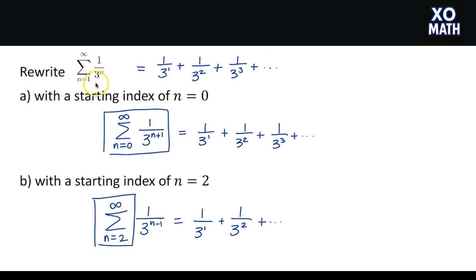Let's try to generally look at the pattern. So when I started with n equals 1, to move the index back 1, I needed to add 1 to the variable n. If I wanted to move the index up 1, so to go from n equals 1 to n equals 2, I needed to subtract 1 from that variable n. The way we can think of this and connect it to something in our previous knowledge is when we think about shifting a function to the left or to the right.